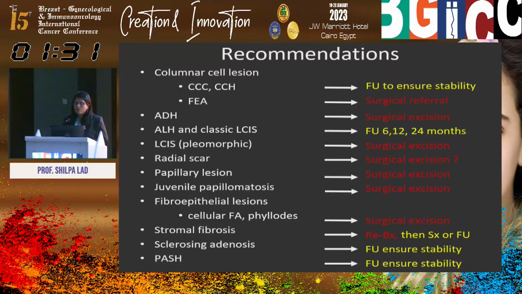So in a nutshell, when you see these odd diagnoses, what are the recommendations you should give? Every time you give a recommendation, there has to be histopathology and imaging correlation. If there is columnar cell change, follow up to ensure stability. If it is associated with flat epithelial atypia, surgical referral to consider whether she needs a surgical excision. If there is atypical ductal hyperplasia, we are currently recommending surgical excision, okay? But this remains an area of controversy.